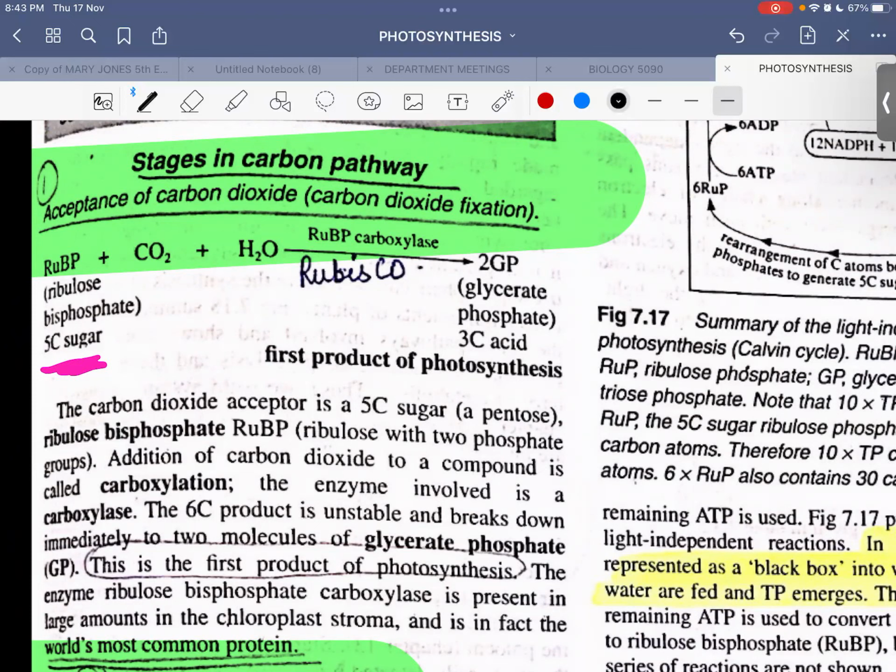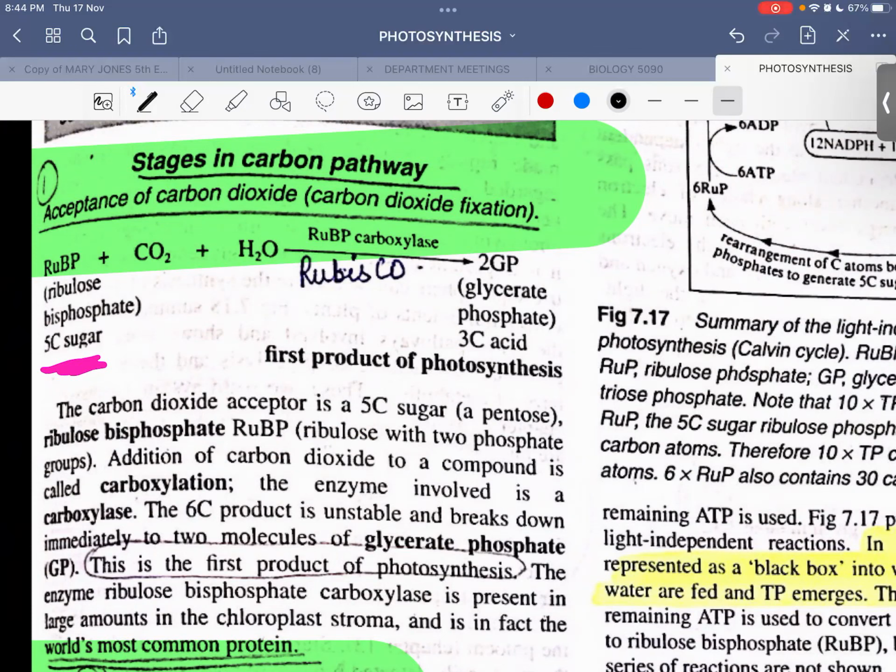And now the 6 carbon product is an unstable intermediate, right? So this will then break down into 2 molecules of glycerate phosphate, which I can just call GP. So this is our first product of photosynthesis. The enzyme ribulose bisphosphate carboxylase is present in large amounts in the chloroplast stroma and is in fact the world's most common protein. Nice fact to know. Why would you say it's the world's most common protein? Because there are so many plants, and exactly.